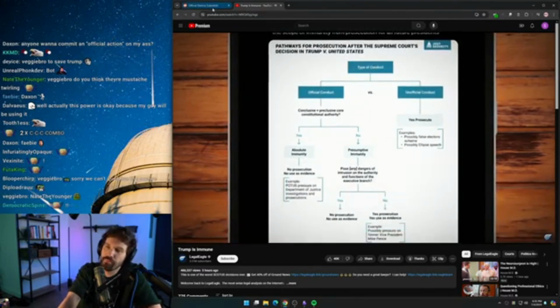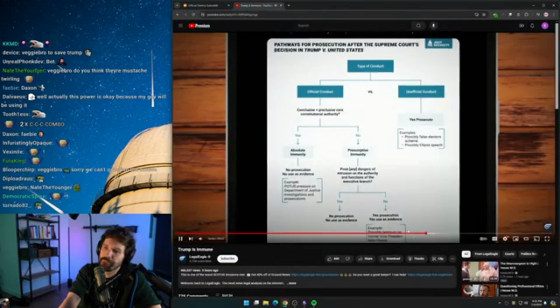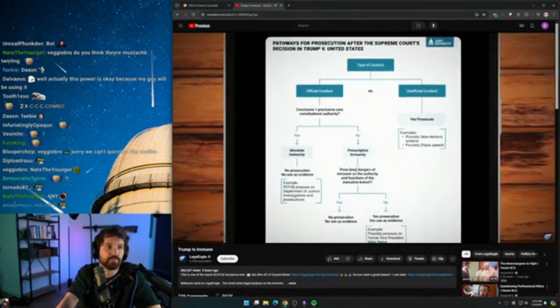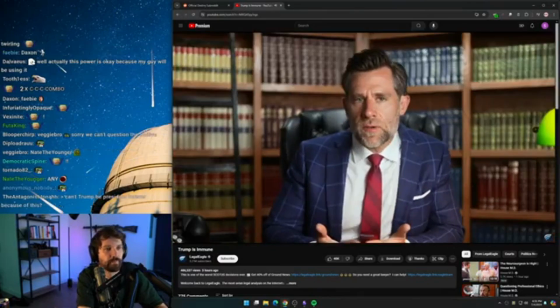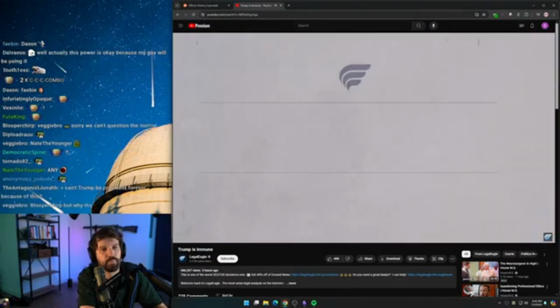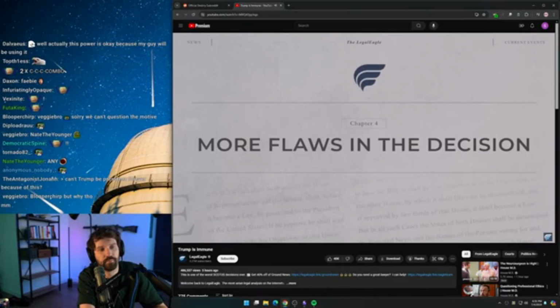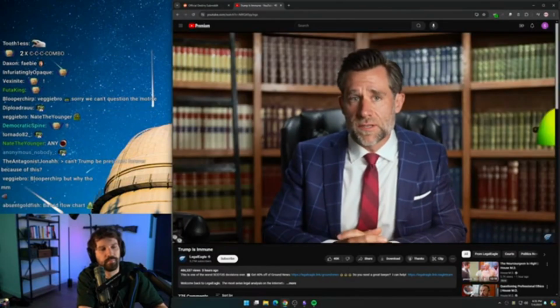Then going back up to the top of the chart, if the conduct is 100% unofficial, then yes, you can prosecute it, but remember, you cannot use any official acts or anything that was deemed an official act as evidence in that particular trial. Now, when courts address constitutional questions, they're generally bound by principles of judicial restraint. And the consequences of this decision are not just about Trump. It applies to all presidents for the foreseeable future. And that's why it's important to understand the criticisms of this decision and why it's so dangerous.